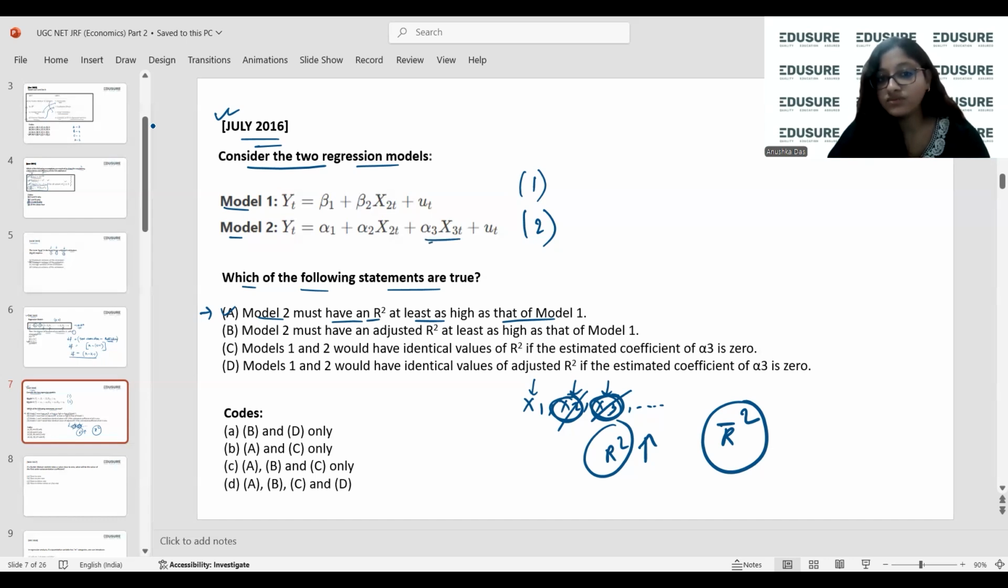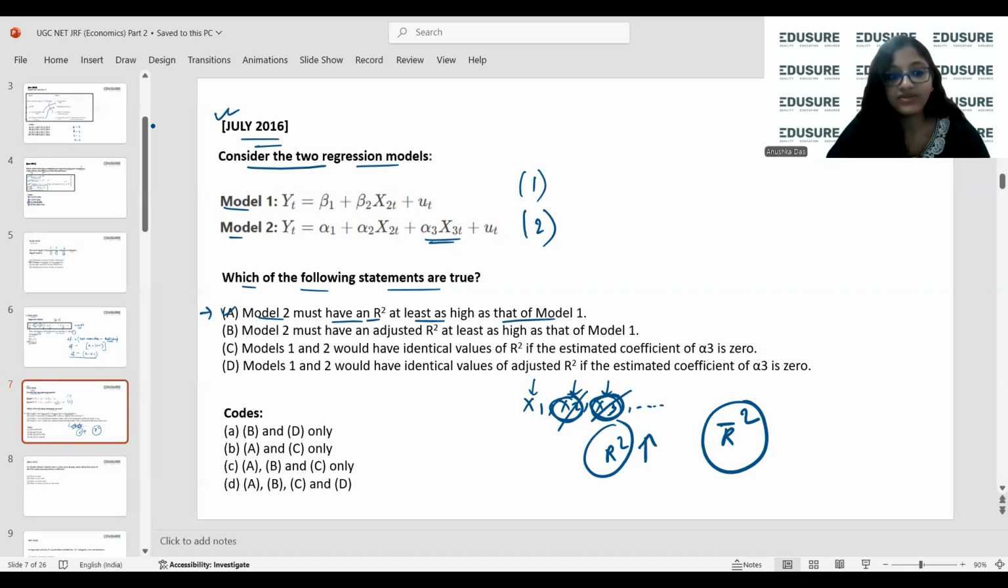Though we don't know whether we should add this variable or not, we don't know the significance of this x3 variable, still, if you find out R square, that will increase. It is non-decreasing. Remember this fact, you can note it down. R square is always non-decreasing in the number of explanatory variables. So this statement is true, that model 2 must have R square at least as high as that of model 1, right?